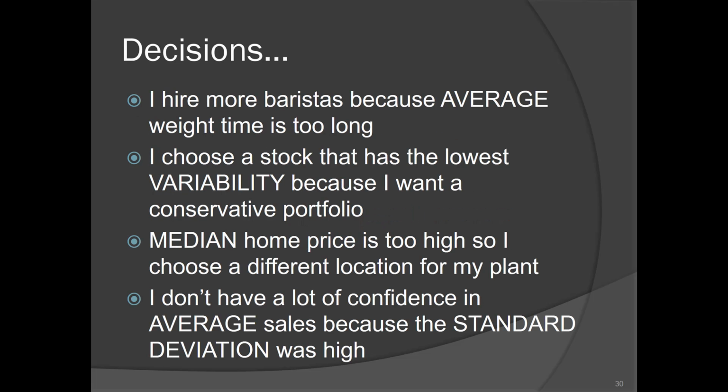Okay, so some decisions I would make based on the information in this chapter. I hire more baristas at Starbucks because the average wait time is too long. I choose a stock that has the lowest variability because I want a conservative portfolio. Median home price is too high, so I choose a different location for my manufacturing plant. I don't have a lot of confidence in average sales because the standard deviation was really high, or the coefficient of variation was very high.